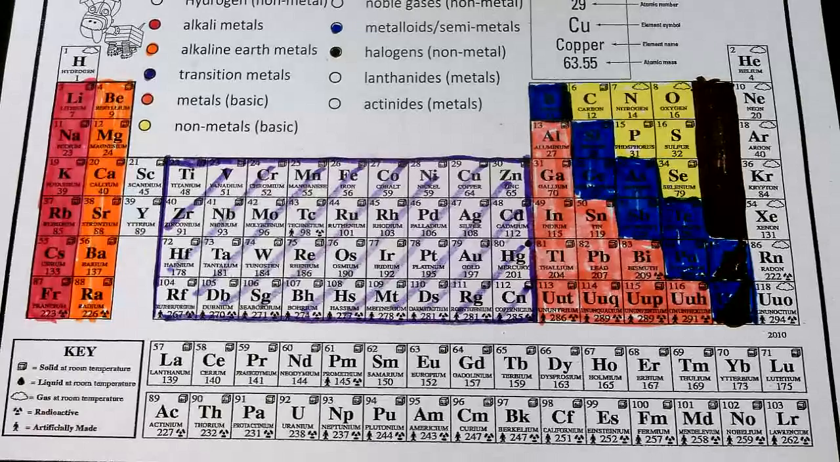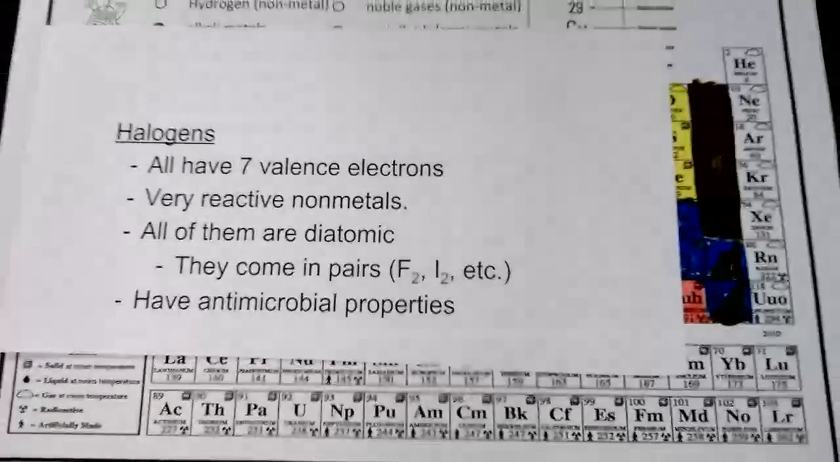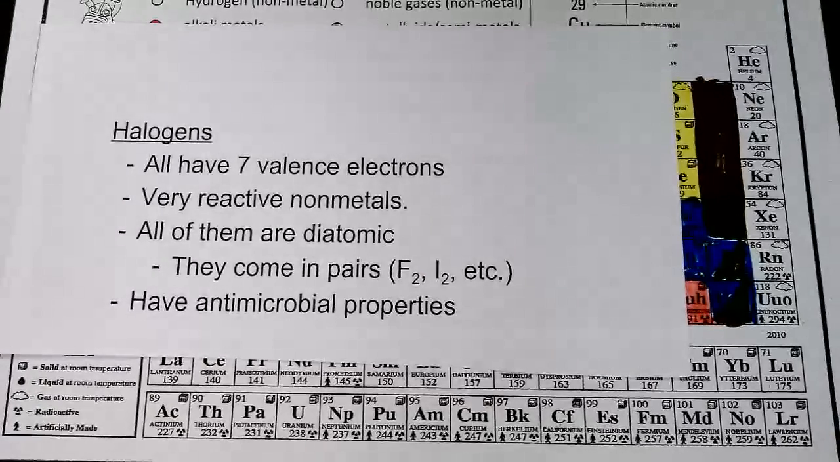Halogens are all extremely reactive. They have 7 valence electrons. They're one away from that golden number of 8. So they're the most reactive nonmetals. They're all diatomic. They come in pairs when they're by themselves. You're never going to find a single fluorine atom by itself in nature. It's always going to be paired up with another one. Same with iodine. And the halogens have antimicrobial properties.